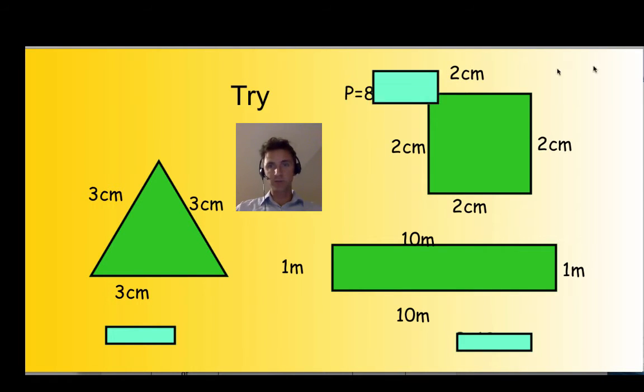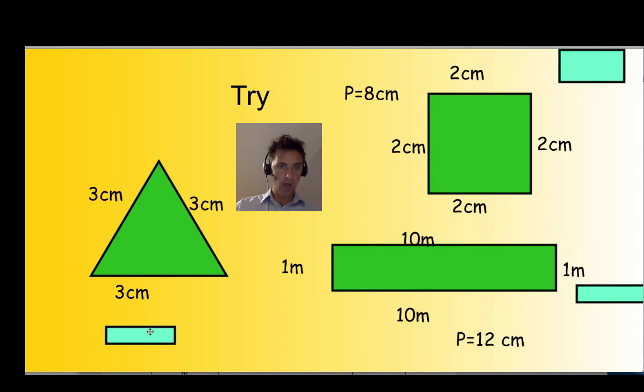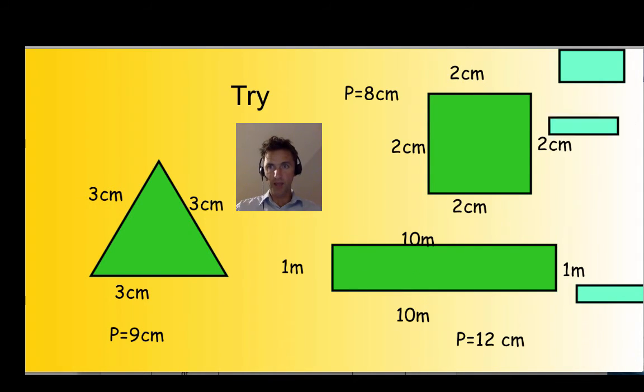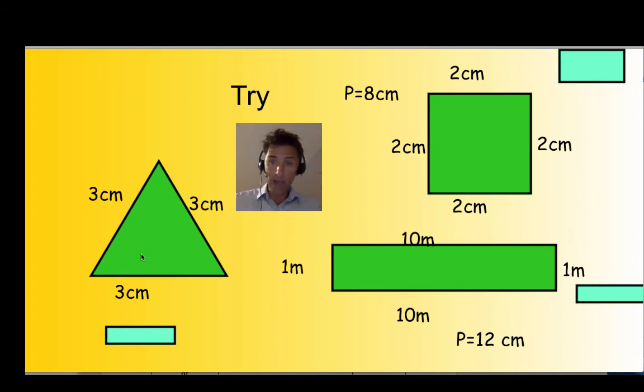Okay, and we're back, and let's just reveal those answers for you there. I hope you got them correct. I hope that watching this video has been useful, right? The triangle was 9 centimeters around, the square was 8 centimeters around, and the rectangle was 12 centimeters around.